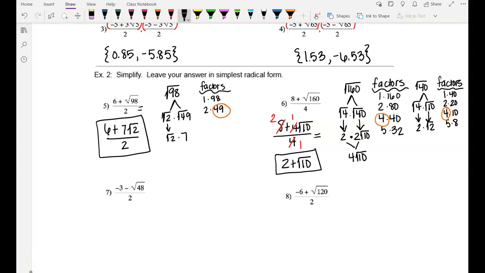So sometimes you can simplify them and not have a fraction, and other times you simplify them and you do have a fraction. But this is why we have to know how to do the math and make sure that we're not leaving any perfect squares still under our radical.